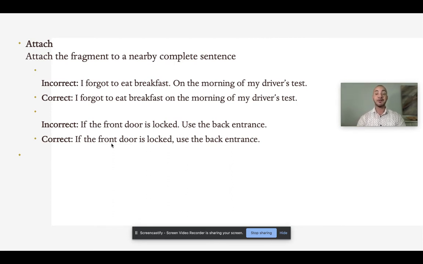So the first line of defense against sentence fragments is to take a look and see if you can combine the fragment with anything that is nearby that would also make sense as a complete sentence.